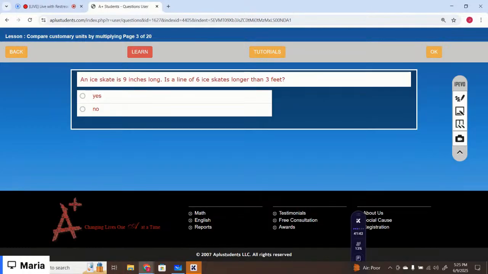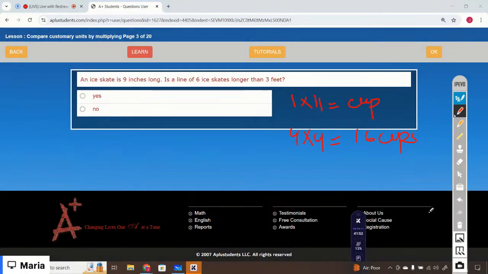The ice skate is 9 inches long. Is a line of 6 ice skates longer than 3 feet? So 9 times 6, because we have 6 ice skates. So 9 times 6 is 54 inches.